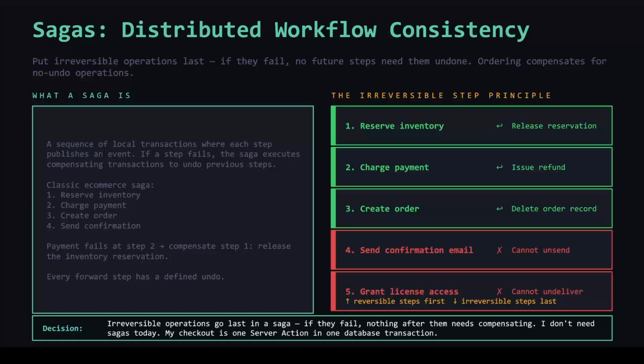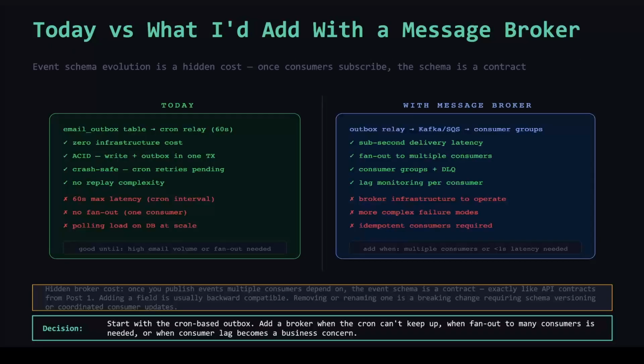I don't need sagas today. My checkout is one server action. If I decompose into services, the principle is the same as Outbox: atomic within a service, eventual consistency across services. Today versus what I'd add with a message broker.